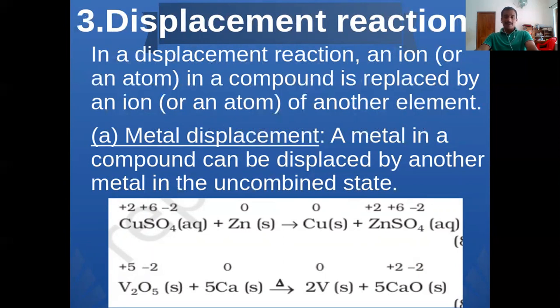We can identify 2 types of displacement reactions. The first one is metal displacement. Already we discussed it in competitive electron transfer reactions. Reaction between copper sulfate and zinc. Zinc displaces copper from copper sulfate. So you will get copper plus zinc sulfate. Here copper is in +2, but on the product side it is in 0 oxidation. Decrease in oxidation state, reduced. Zinc is 0, here it is +2, oxidized.